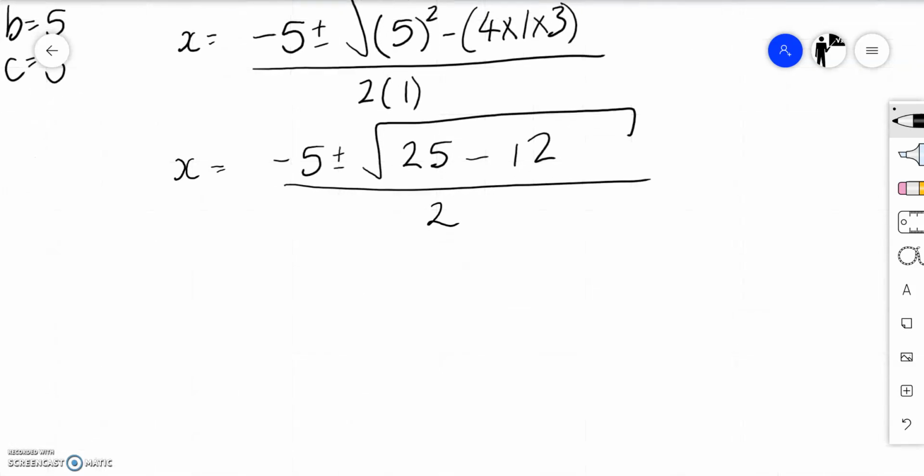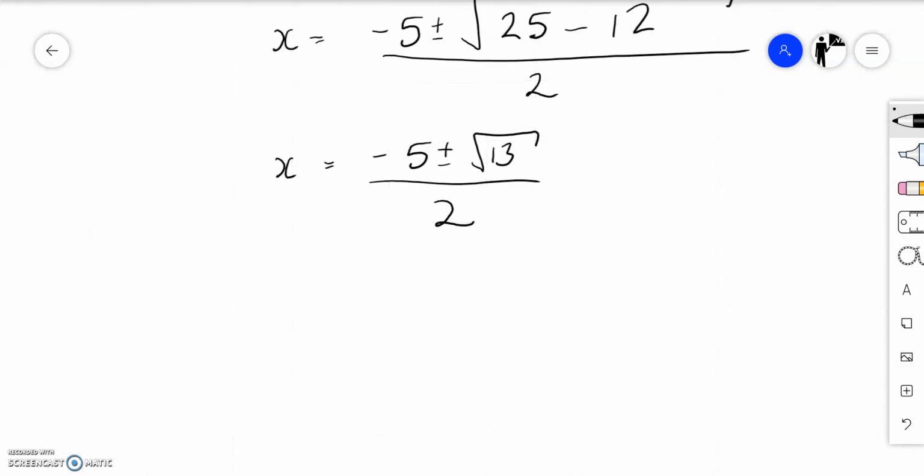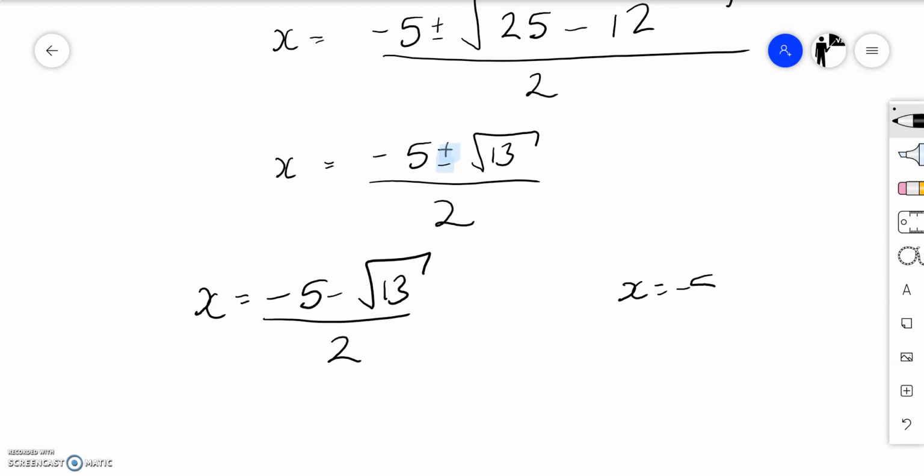And that's going to be minus 5 plus or minus the square root of 13 over 2. So obviously when we solve quadratic equations, we usually get two roots. So we get two values, two answers. At this moment in time, we've got a plus and minus option, so we're now going to split into the separate branches. So we're going to have x equals minus 5 minus root 13 over 2, and then we're going to have x equals minus 5 plus root 13 over 2.